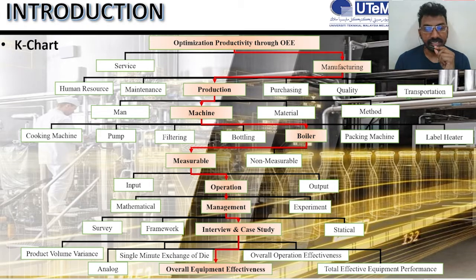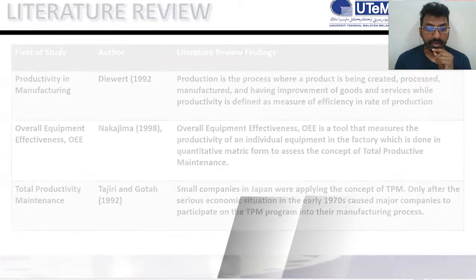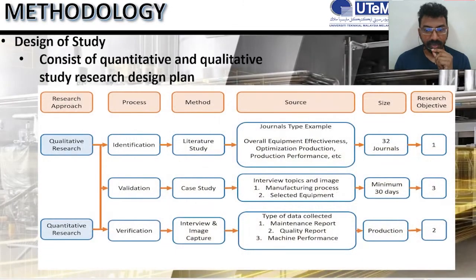Next is the literature review. The following is the sample of journals and articles that I have used for this project. In order to conduct the project, I have created a design of study for the flow process of fulfilling the objective. First, my research approach is done by defining the quantitative and qualitative research.